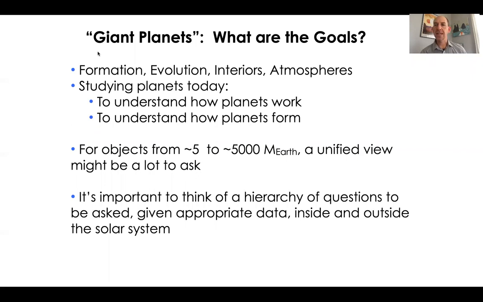When you think about giant planets, which are ones that accrete hydrogen helium atmospheres, that could be a very wide range of planets, maybe things as small as 5 Earth masses up to things as large as 5,000 Earth masses. We know these things accrete a hydrogen helium envelope. So a unified view might be a lot to ask. For our talk today, focusing on hot Jupiters, we'll mostly focus on maybe a tenth of a Jupiter mass up to 10 Jupiter masses, but that still is a factor of 100 in mass. And so it's important to think of a hierarchy of questions to be asked, given the appropriate data for both inside and outside the solar system when we're thinking about giant planets.